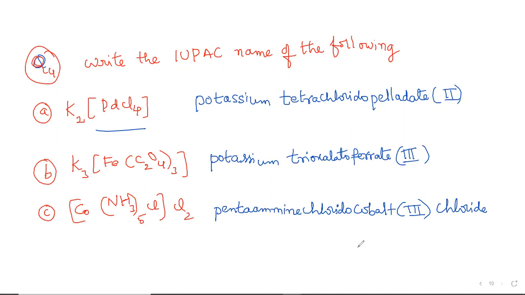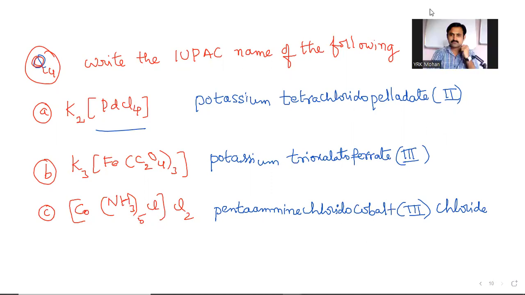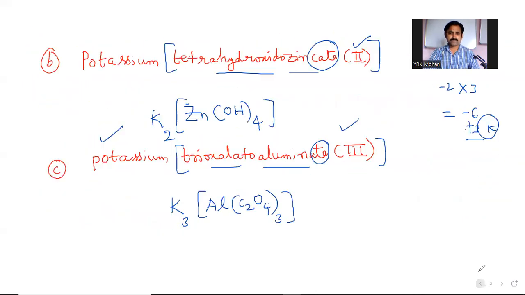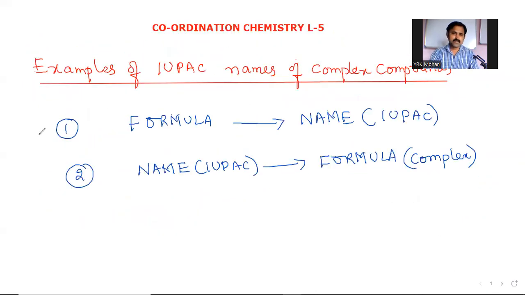Several examples we observed in this session. Hope you have understood the different examples I have given to you. Even exercise questions you can cross check. A few exercise questions I have already left; you can cross check and practice the same way. So we started with the idea of converting the formula into a name with some questions. And also one question where we took the name and wrote the formula following the IUPAC norms, in this coordination chemistry lecture number 5.